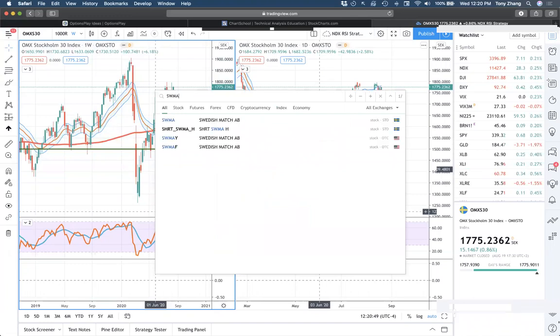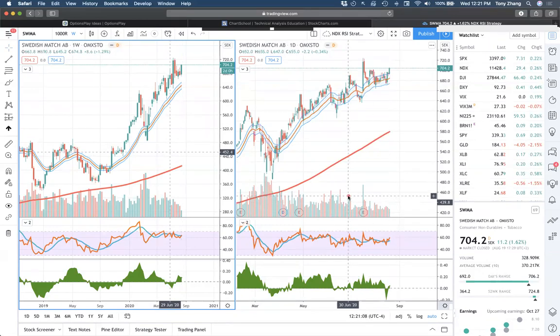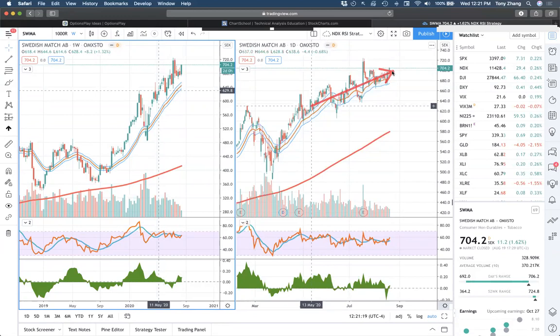Sure. Let's go back to Swedish Match. If we look at Swedish Match here, first of all, volume analysis is part of it, but it's not a huge part of my work. You do want to look at trends in volume, but single day volume, generally speaking, doesn't mean a whole lot. For example, here, notice how over the past couple of months, volume has started to decline. Those are some of the signs that a trade like this is starting to get exhausted.